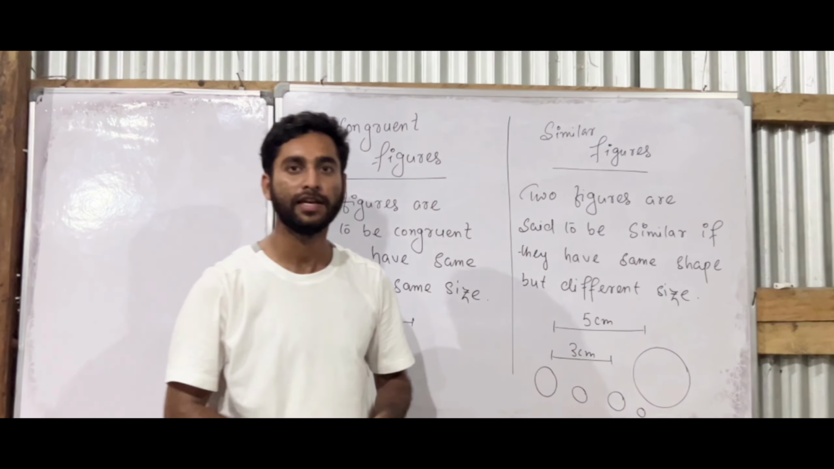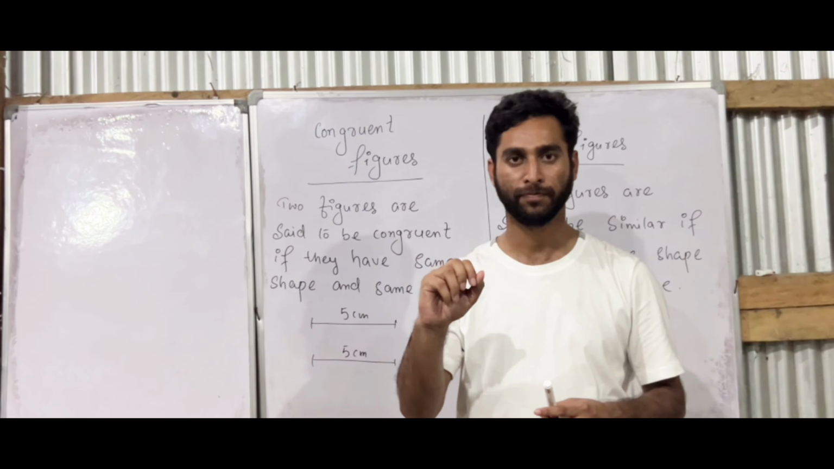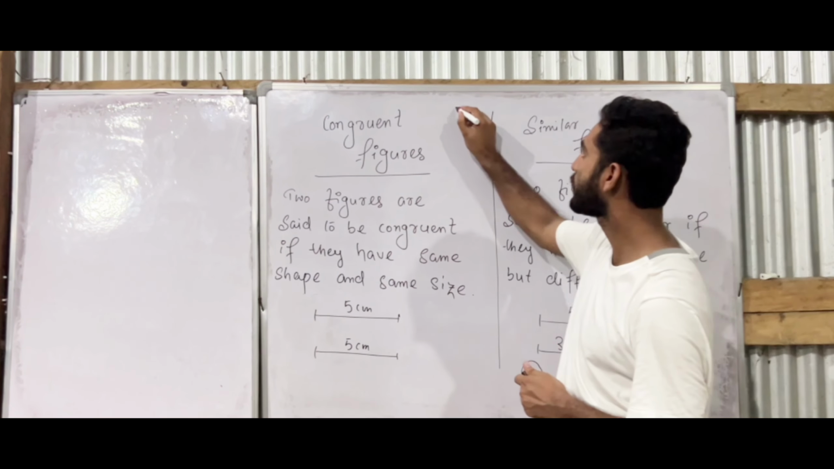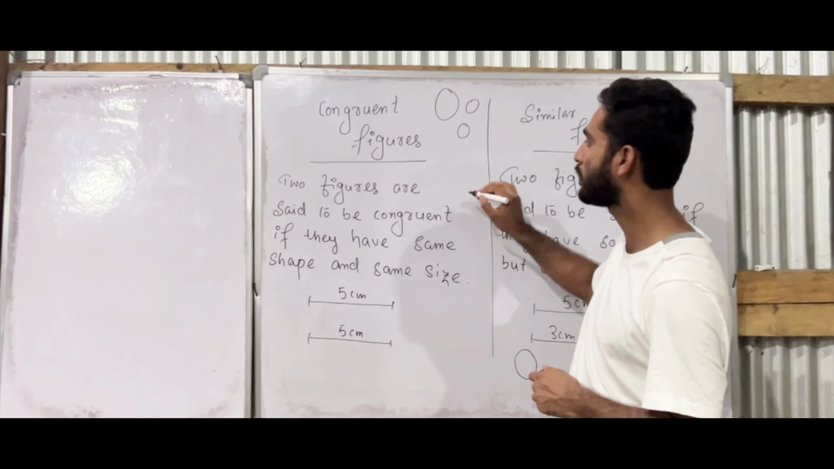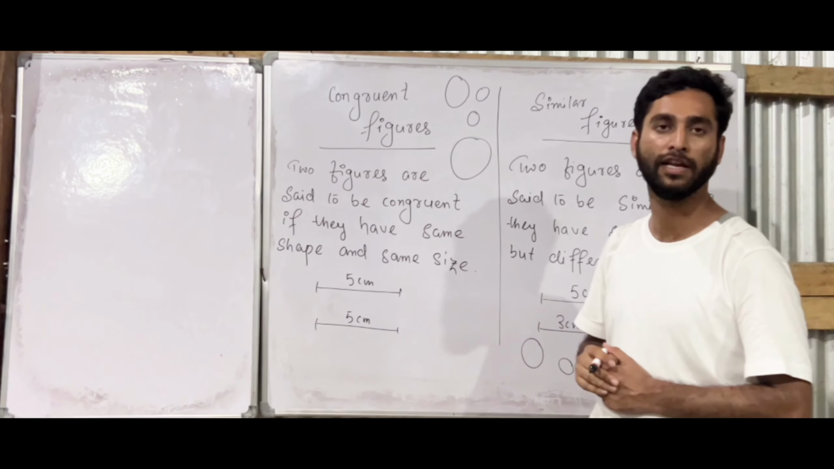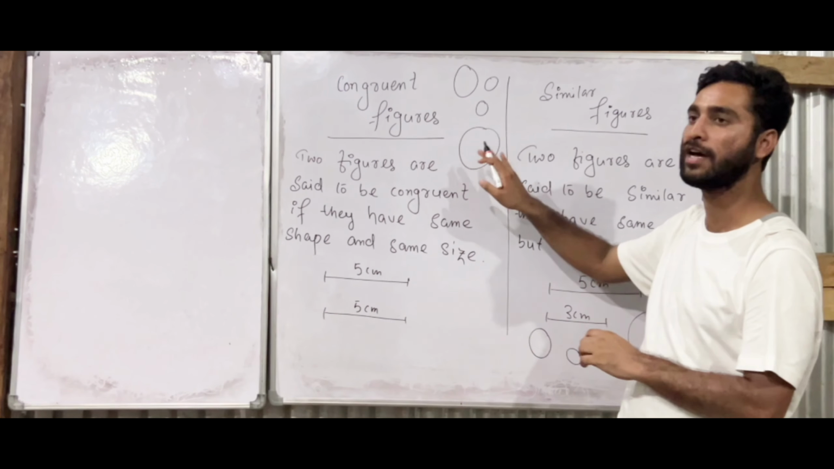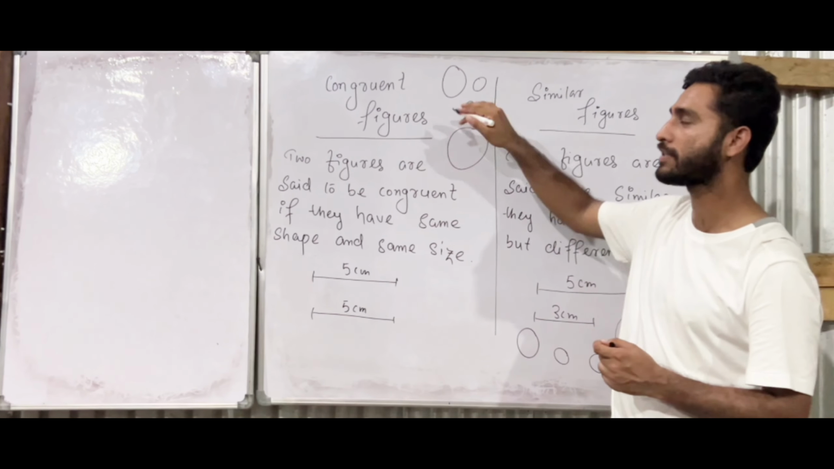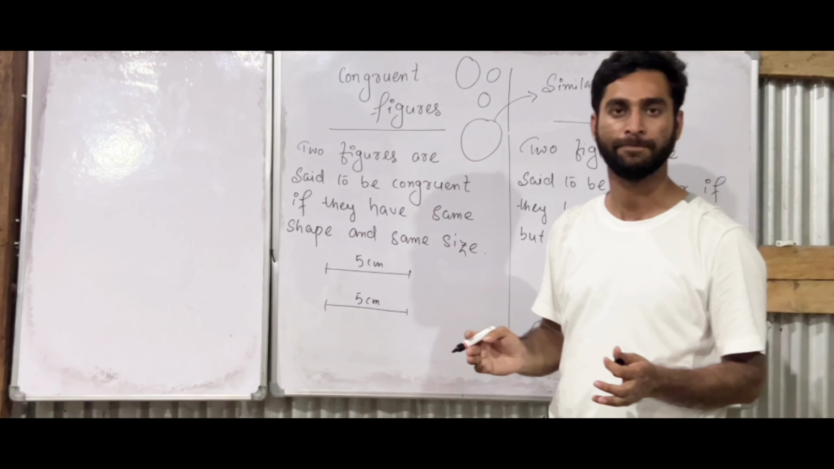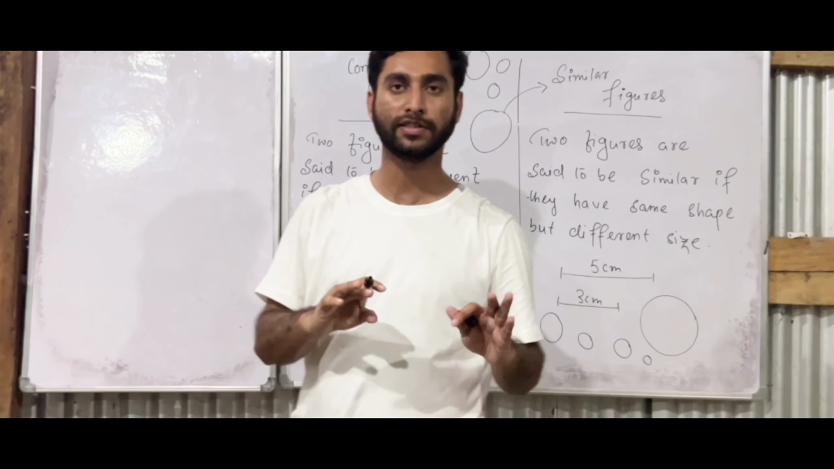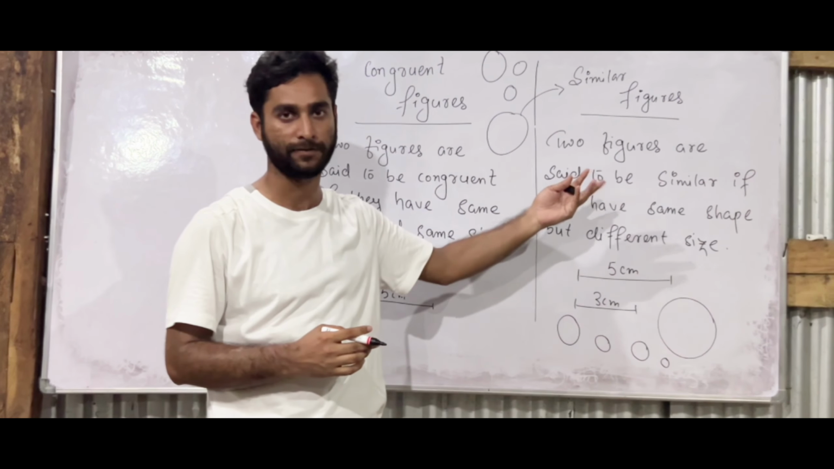Now, if I ask you to draw a circle in your notebook, how can you draw it? Some of you may draw the circle like this, some like this, some like this. You see, one similarity is there: all the shapes are the same, circles, but their sizes are different. So these kinds of figures are called similar figures. In your syllabus, we have to study the similarity of triangles.